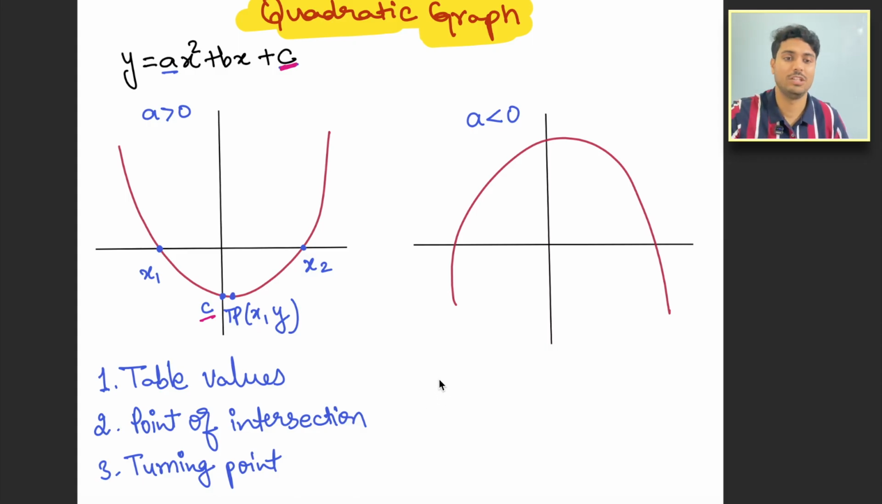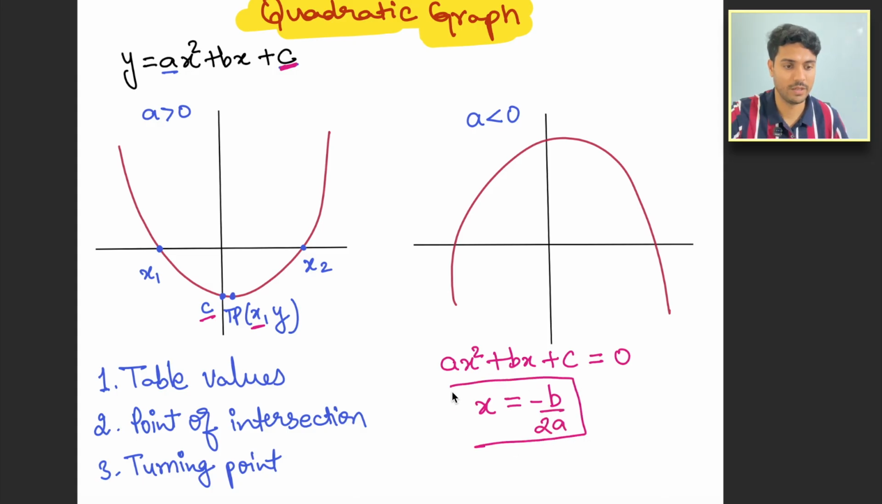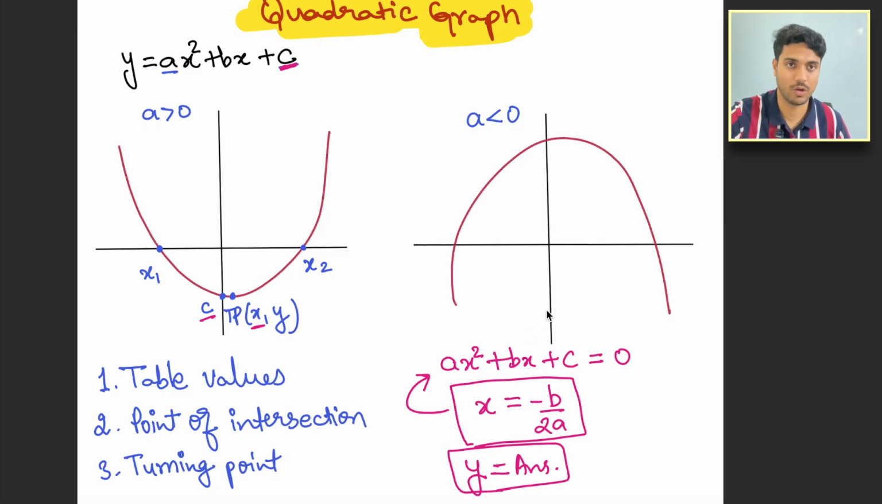In this video, I'm teaching you how to find the turning point using the algebraic method, through the formula. When your equation is in the form ax squared plus bx plus c, you can find the x component of the turning point using the formula x equals minus b by 2a. Once you get the value of x, substitute it in the main equation to get the value of y, the y component. So this is how we find the turning point.